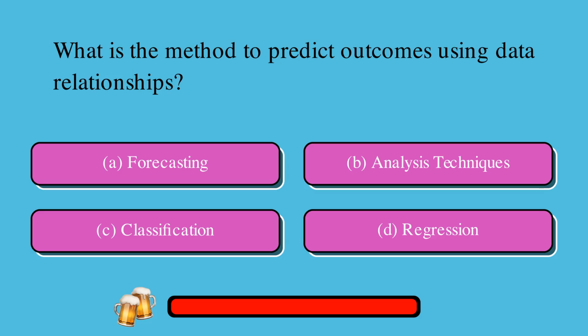What is the method to predict outcomes using data relationships? A, forecasting, or B, analysis techniques, or C, classification, or D, regression. The correct answer is D, regression.